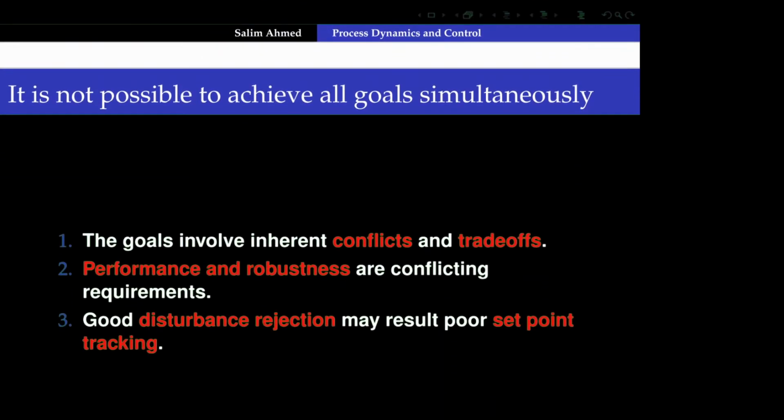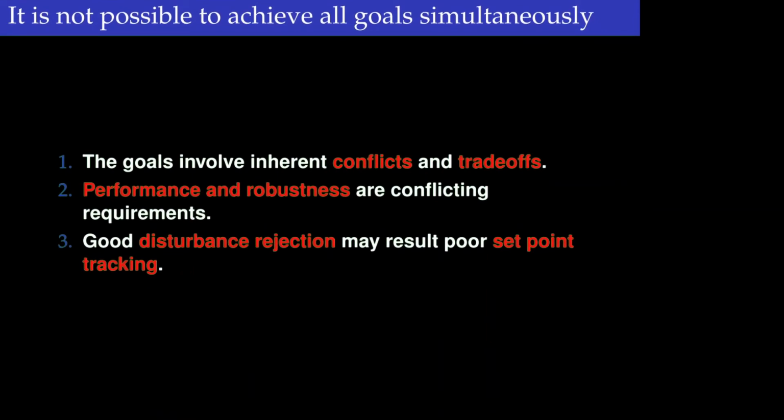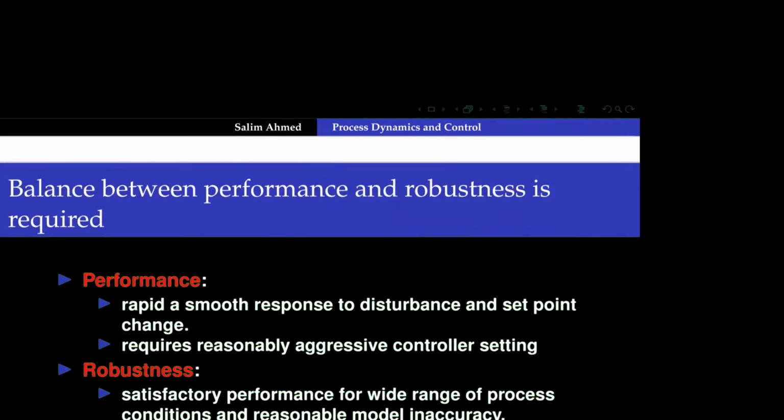Now we need to remember that these goals can be conflicting and there should be some trade-off between these performances. One thing is that performance and robustness are conflicting. You may have good performance, but you may lose robustness and vice versa. Also, good disturbance rejection and set point tracking may not be attained together to the desired extent.